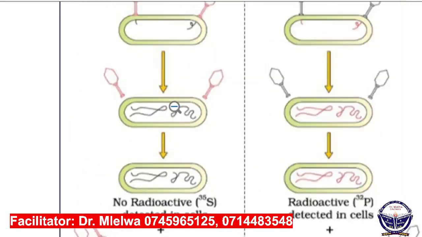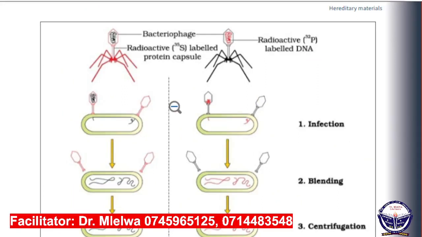Let's see this element here. Now hopefully you can observe what happens here. We have two bacteriophages. In this one we have radioactive sulfur labeled in the protein capsule. In this one is radioactive phosphorus in the DNA. You see those tail fibers on these bacteriophages; these are the ones labeled with phosphorus, along with the outer protein coat, but here we have put sulfur.